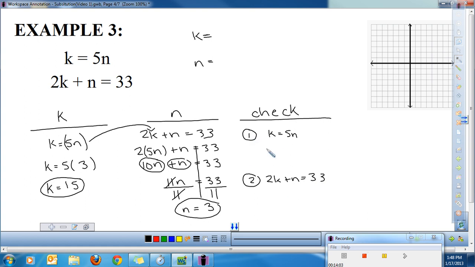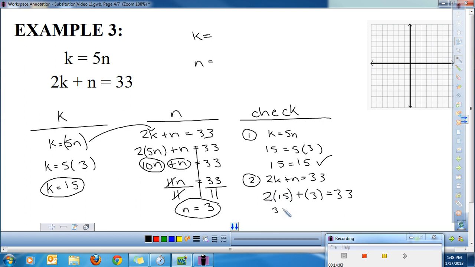I think that k is 15, so 15 equals 5 parentheses n is 3. 5 times 3 is 15. 15 equals 15. That check works. Let's do it for this one. 2 times k, which we think is 15, plus n, which we think is 3. And the whole thing equals 33.